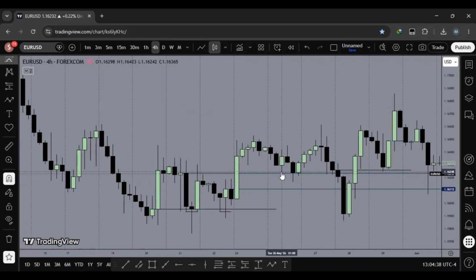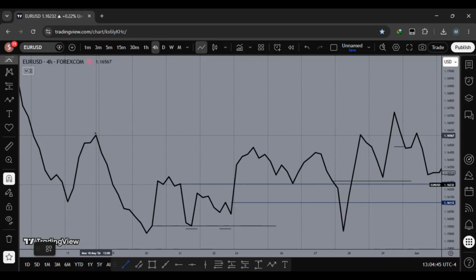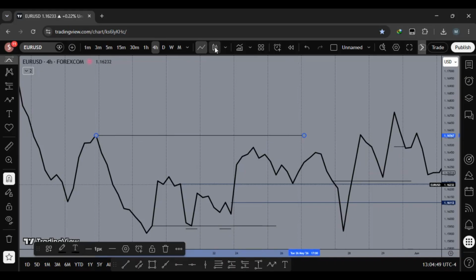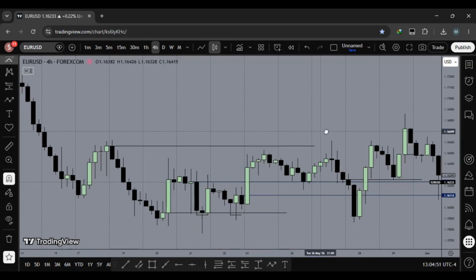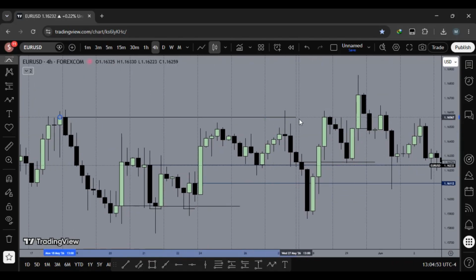Now let's look at this, please. This is a strong level. If you change to line chart, you see it. What did you see here? Very clean, guys. Very clean. If you go on daily, it's the same thing.